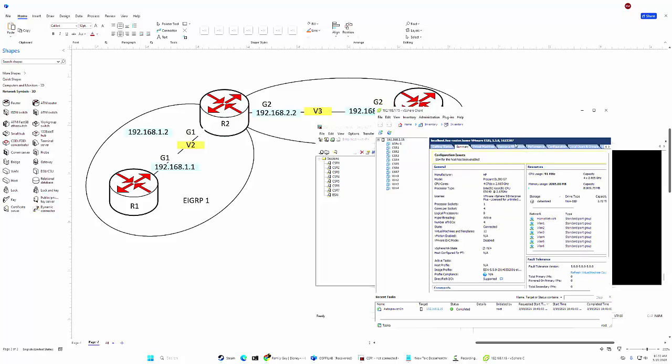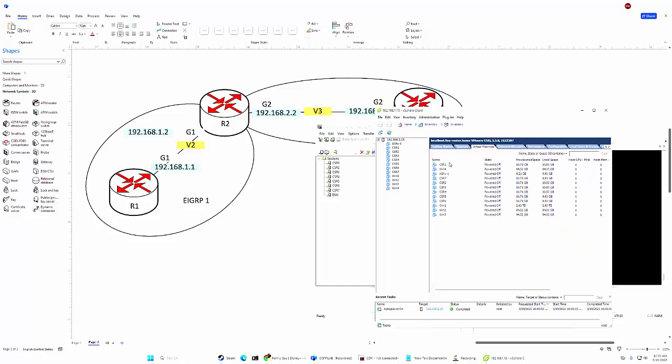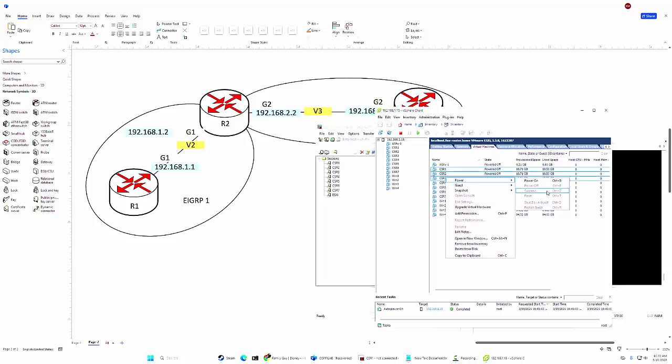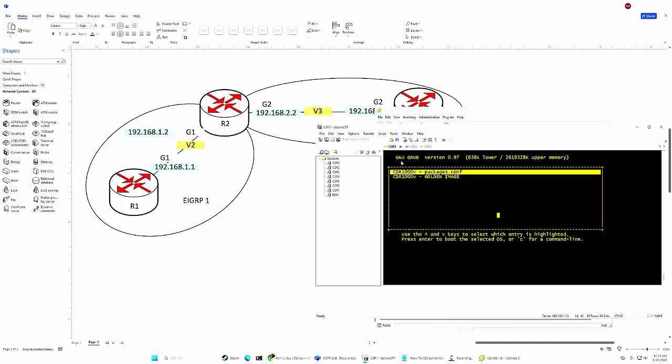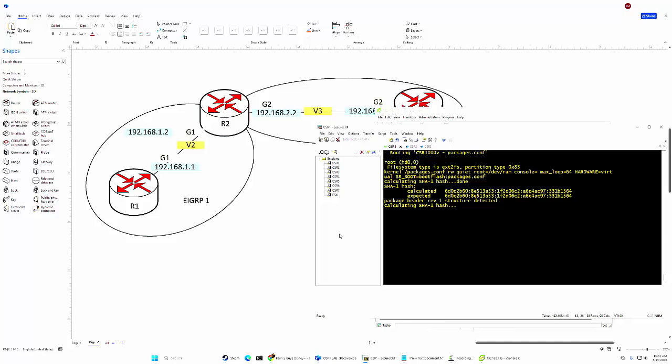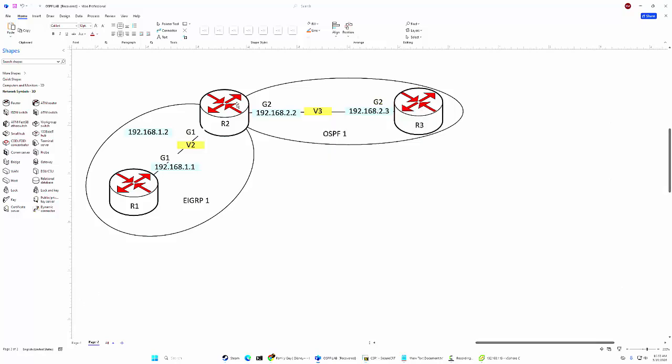Okay, so hold on, virtual machines. Come on. Okay, so there we go.